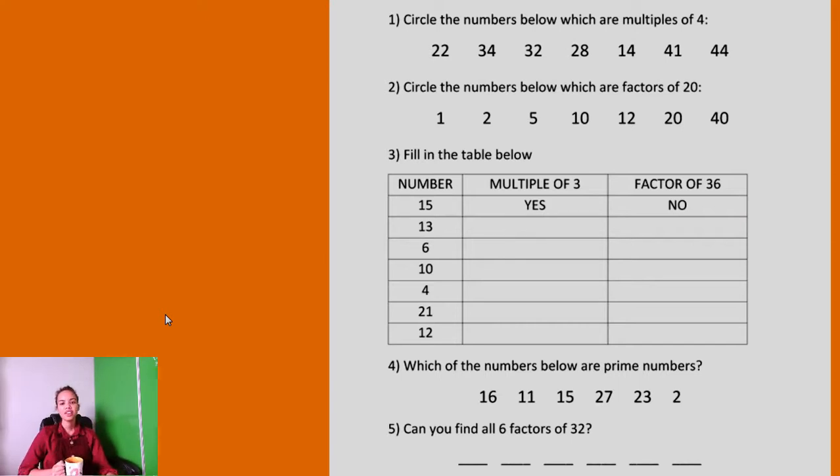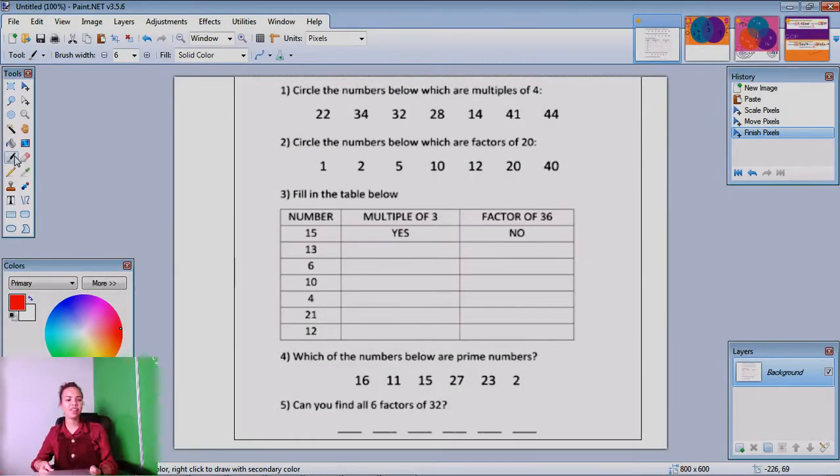It says, circle the numbers below that are multiples of 4. So which of these numbers, when I multiply a number by 4, which of them are multiples of 4? Okay, so I know that this is a little bit blurry, but it'll do for now. So let's see. 4 times what is 22? Okay, 4 times what is 34?